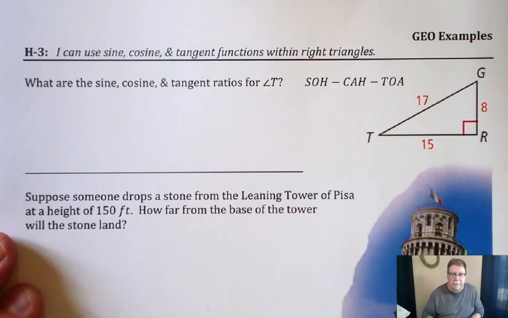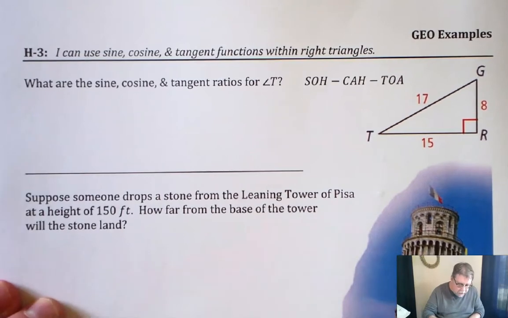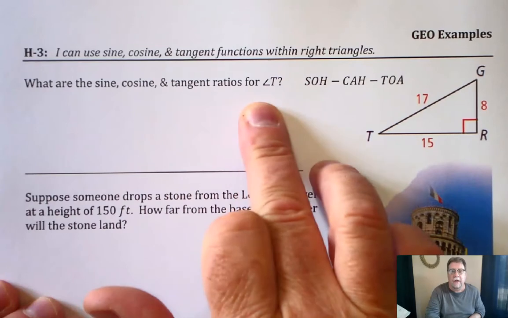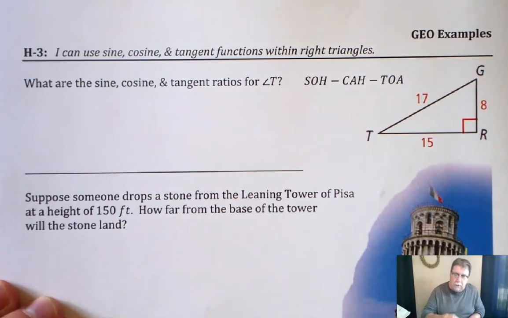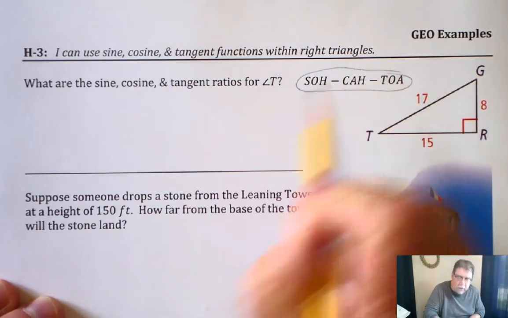Here are a couple of examples of trigonometry which we want to show you. The first question simply is asking what are the sine, cosine, and tangent ratios for angle T in this. So our answer will be probably some fraction. We'll try to simplify it as much as possible. We want to make sure that we remember SOHCAHTOA.